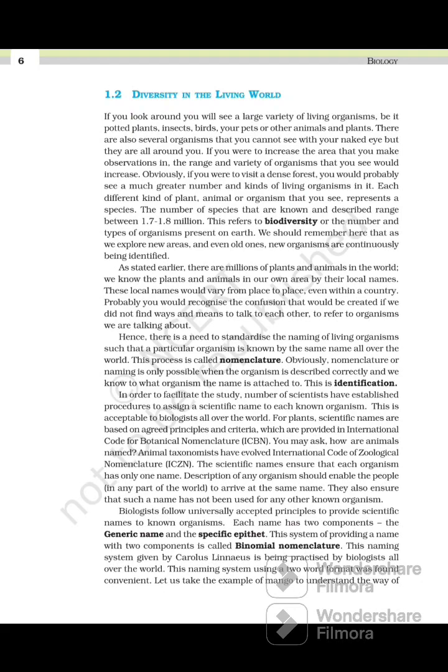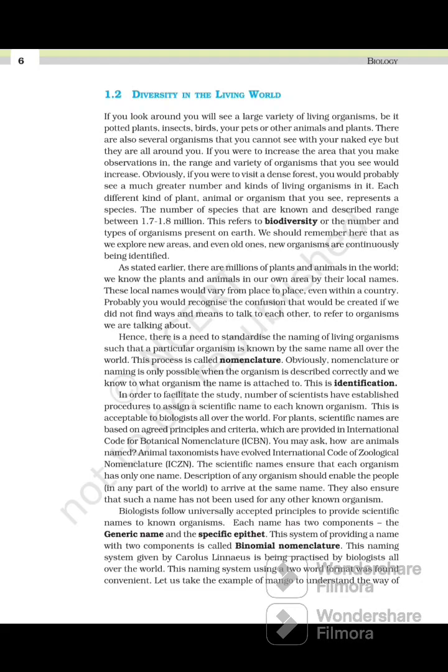In order to facilitate the study, a number of scientists have established procedures to assign a scientific name to each known organism. This is acceptable to biologists all over the world. For plants, scientific names are based on agreed principles and criteria, which are provided in the International Code for Botanical Nomenclature. You may ask, how are animals named? Animal taxonomists have evolved the International Code of Zoological Nomenclature. The scientific names ensure that each organism has only one name.